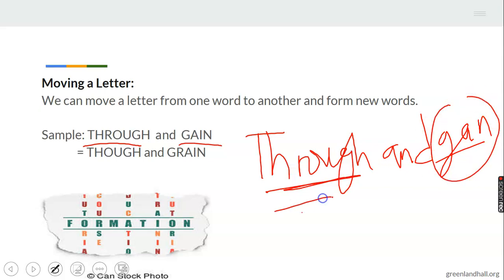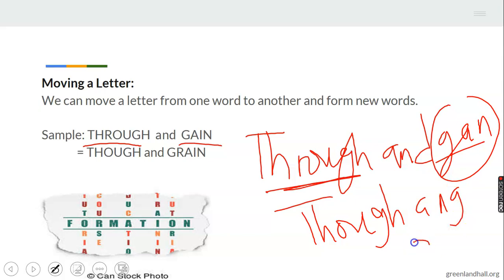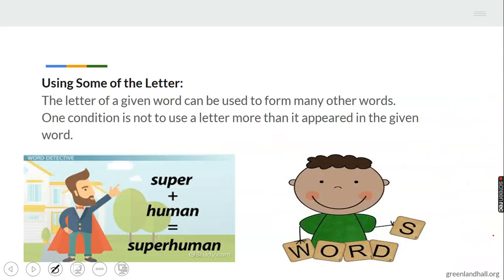Yeah. So this can give me what? Dough and grain. Yeah. Grain. I thought someone said already. Grain. Yep. Grain like maize, beans, and the rest of them. Now, using some letters. We have gone through past that word now. Using some letters. Now, the letters of a given word can be used to form many other words.